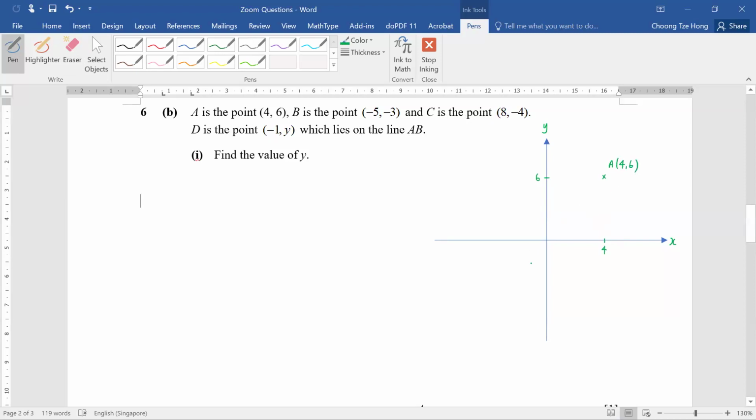Okay, then point B is (-5, -3). So -5 maybe somewhere here, -3 maybe somewhere here. So point B will be somewhere around here, (-5, -3). Okay, so we're going to join these 2 points together. So this is the line AB.